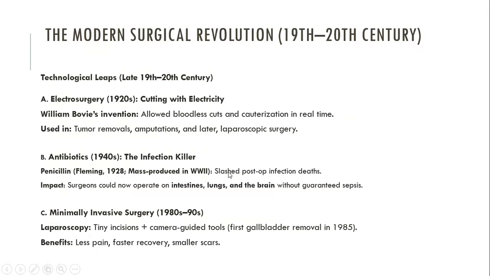With the further revolution in the modern surgical era came technological leaps. Today we see cauterization and electrosurgery, which were developed in the 1920s. William Bovie was the one who allowed bloodless cuts and cauterization in real time. So it was used at that time in tumor removals, amputations, and later in laparoscopic surgeries.